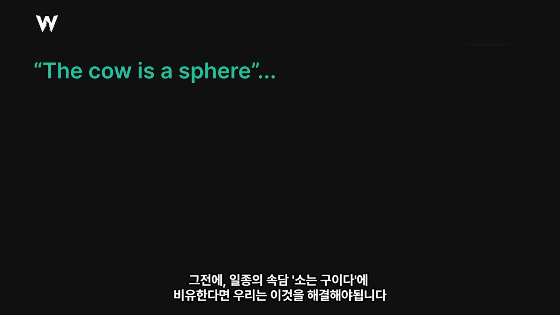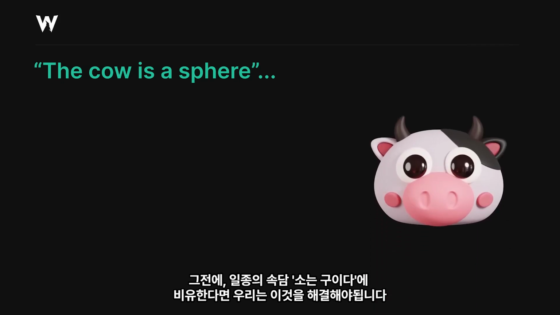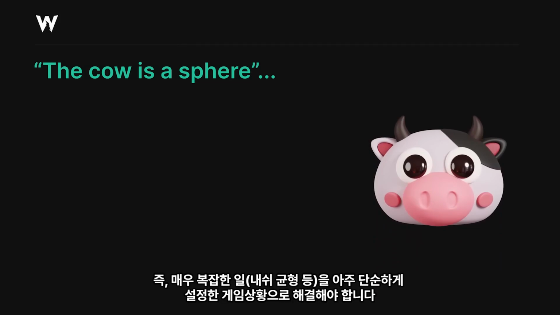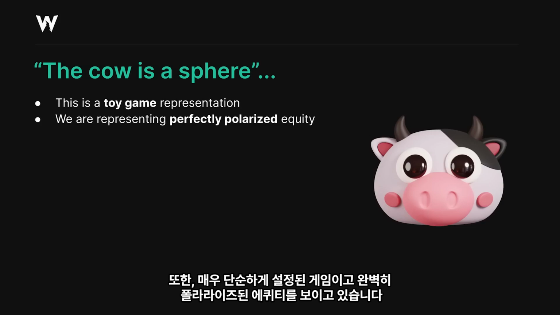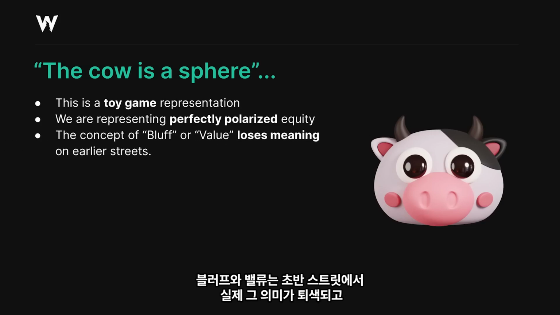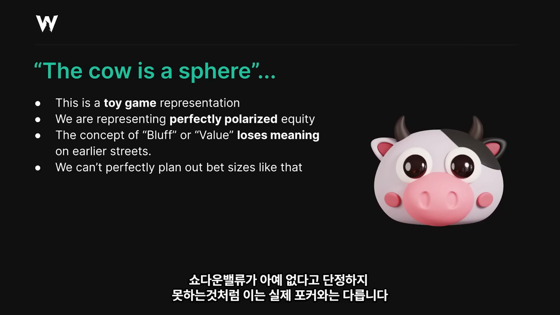But before we do that, we need to address the elephant, or rather the cow in the room. You see, the cow is a sphere. What this means is that we're trying to represent an extremely complex topic, which is Nash equilibrium in poker in an almost infinite game space, with a super basic toy game model. And this doesn't really match reality. Our equity is not static. Bluffs and value is a false dichotomy on earlier streets. And we can't perfectly plan out bet sizes. We can't just pretend that we know exactly what bet size we're going to use. And we can't pretend that we don't have showdown value in some of these lines. This is not how actual poker works, obviously.